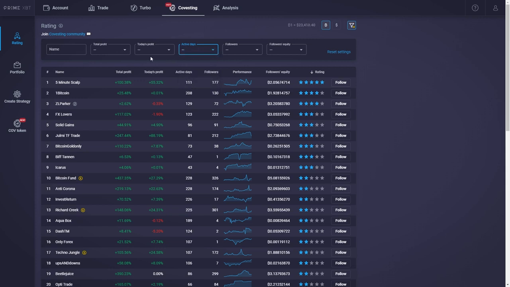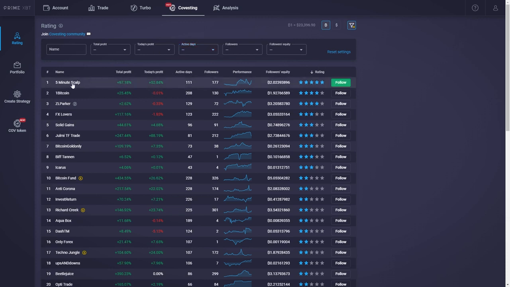And also, I would not really pay attention to today's profit because, for example, someone can have their luck on a specific date and then their profit could be, of course, very, very high. And because of that, I would not really pay attention to today's profit right here. I would pay attention to total profit, active days, and also rating right here.